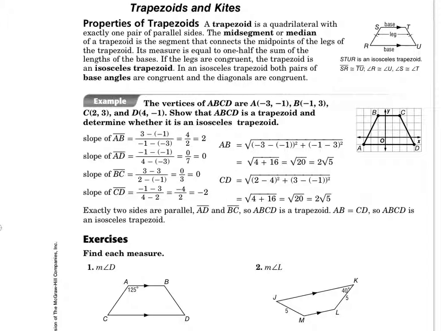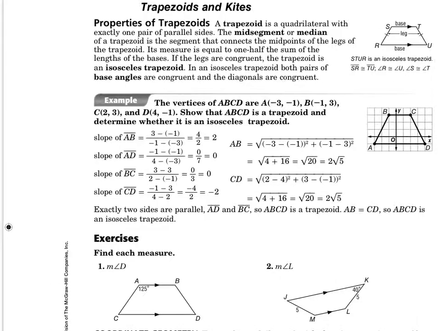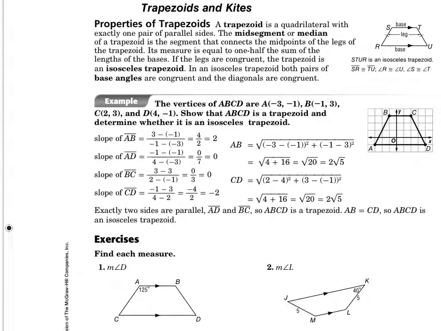Alright, in 5-6, we got two more types of quadrilaterals left. No more parallelograms. So both of these types are not parallelograms. So these are a little bit different than that. All of those properties of parallelograms don't exist for any of these problems, so you got to get those out of your head. Okay.